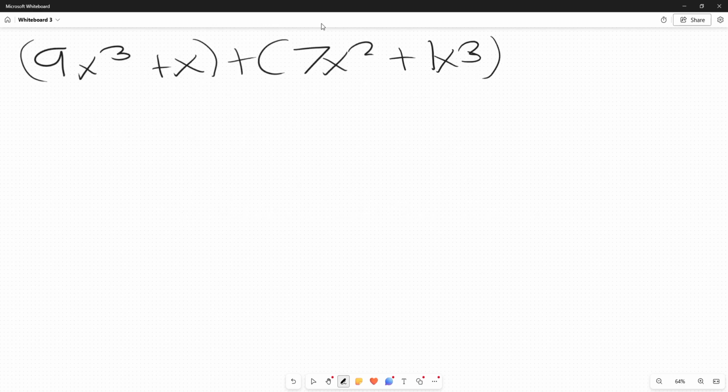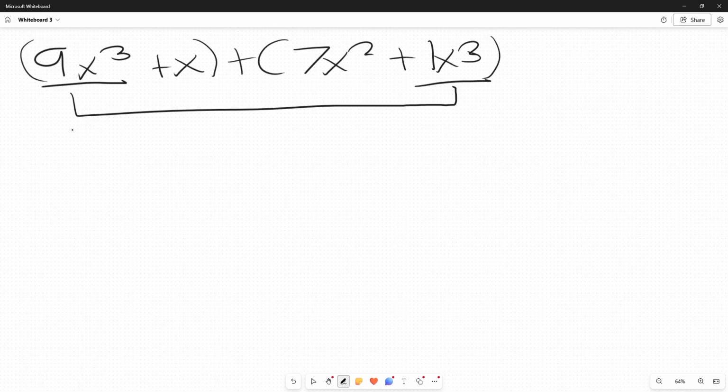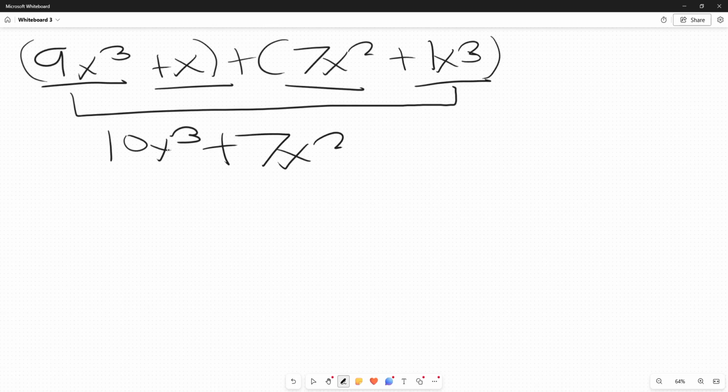That's your final answer. So next, in this problem, we are given two binomials again, and the given is 9x cubed plus x plus 7x squared plus 1x cubed. So as it is, add similar terms. So 9x cubed plus 1x cubed, that would be 10x cubed. And since we cannot add the other two terms, let's just leave them as they are. So the final answer would be 10x cubed plus 7x squared plus x.